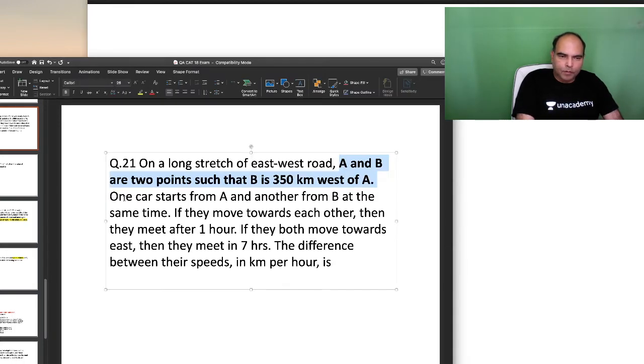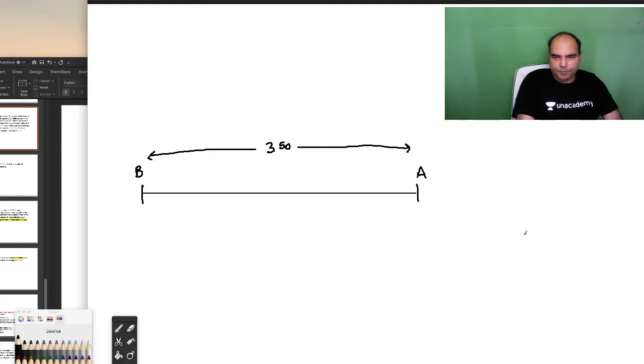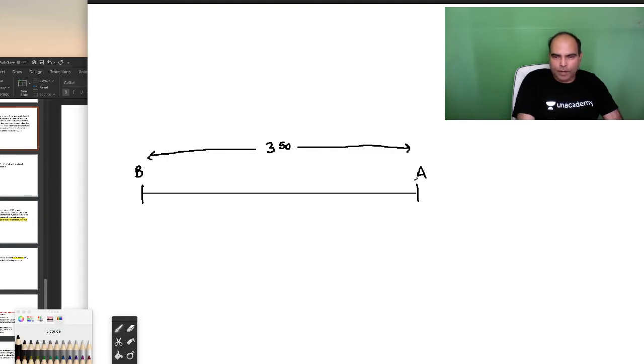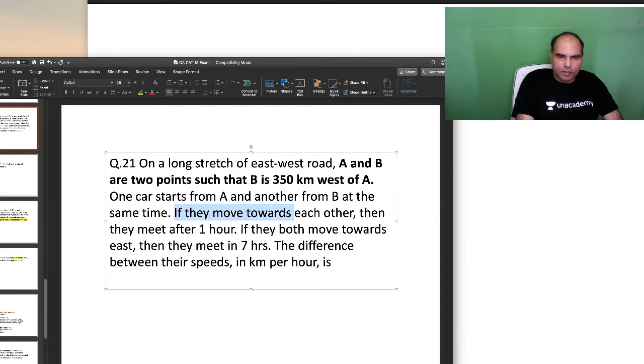Right? One car starts from A and another from B at the same time. So we are talking about one car starting from A and another from B at the same time, and they move towards each other. If they move towards each other, they meet after 1 hour.